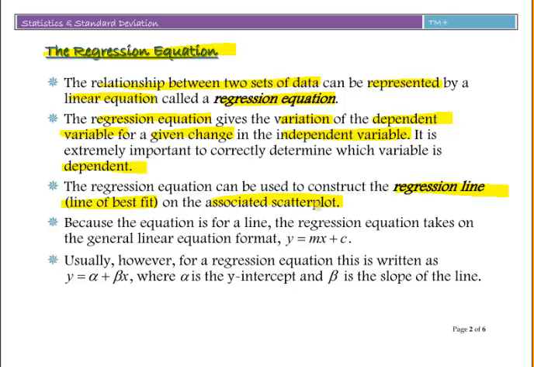scatter plot. Because the equation is for a line, the regression equation takes on the general linear form y equals mx plus c, or you might have seen y equals mx plus b. Usually, however, for a regression equation, this is written as y equals alpha plus bx, where alpha is the y-intercept and beta is the slope of the line.